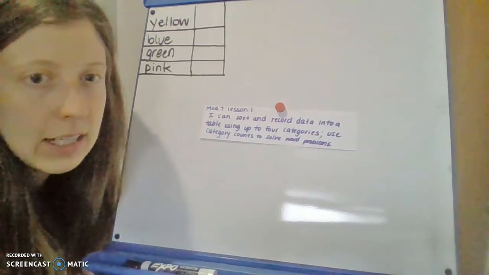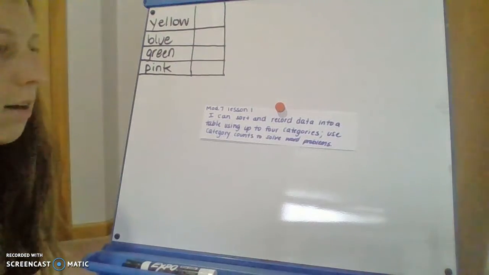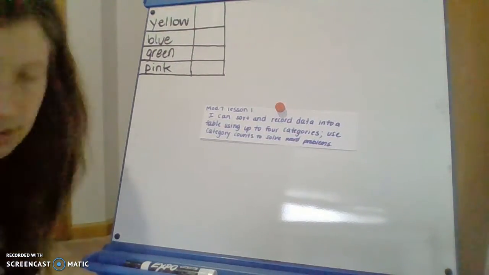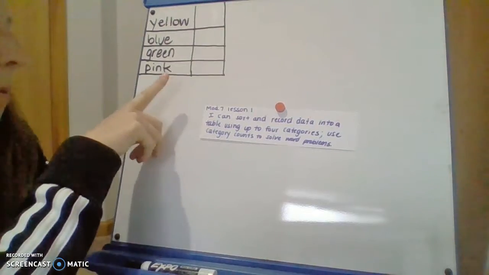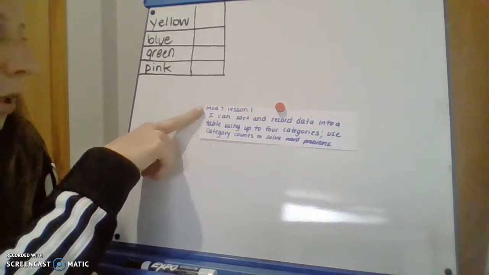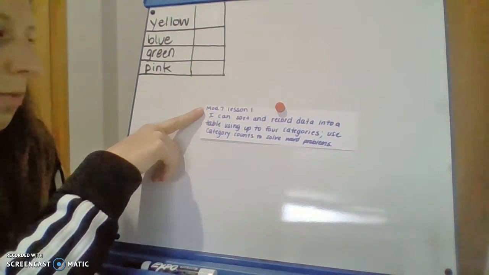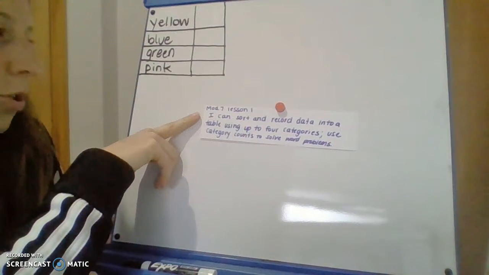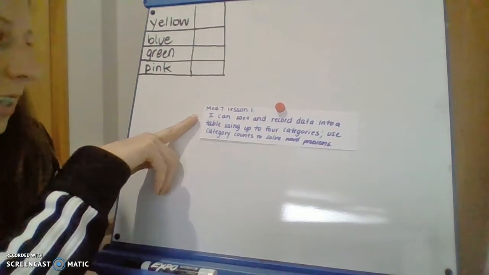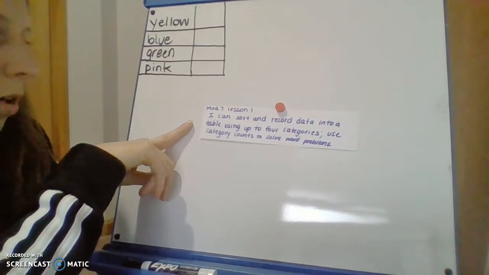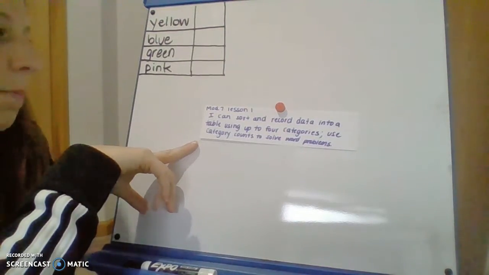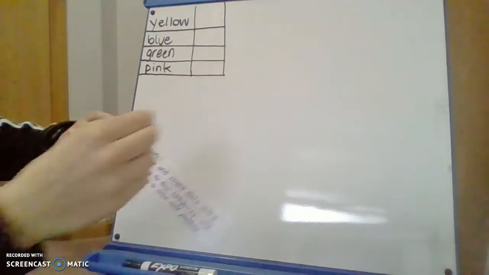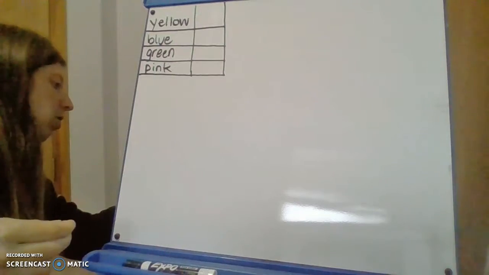So today is May 4th. Yes, Monday, May 4th. Your learning target today is going to come from Mod 7, Lesson 1 if you're going on Zern. So remember that. It says, I can sort and record data into a table using up to 4 categories. Use category counts to solve word problems. So let's get started. And I think you're really going to enjoy this.